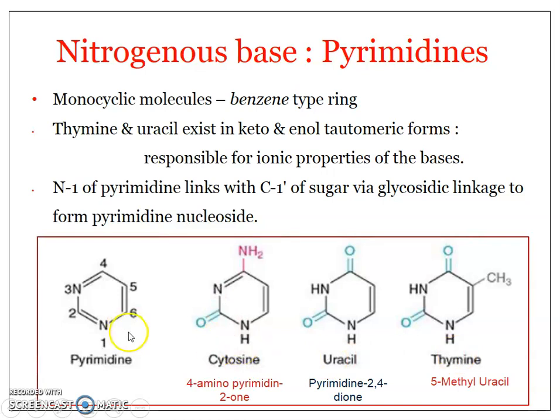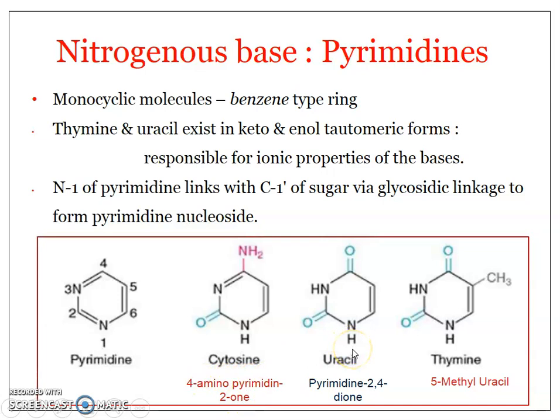Okay, so this is pyrimidine. You can see it is a monocyclic molecule. It is a benzene type ring with only 6 members in the ring, but the first and third positions are occupied by nitrogen. Okay, here we can see it is cytosine. It is 4-amino pyrimidine 2-one. In the sense, the fourth position is occupied by an amine group, and the second position has a C double bond O, ketone nature. Okay, so cytosine is 4-amino pyrimidine 2-one.